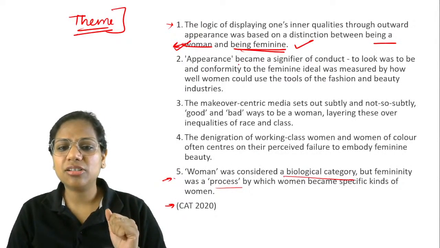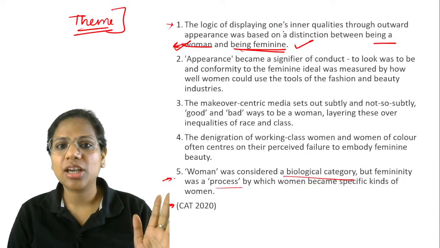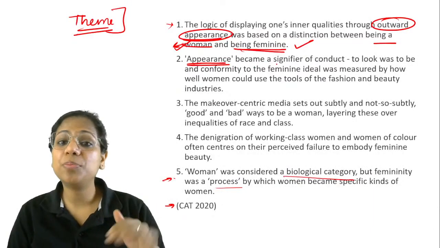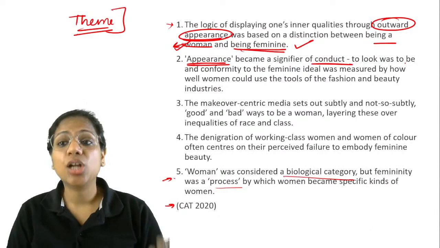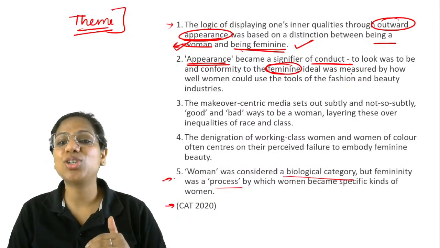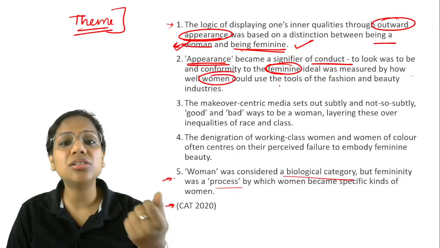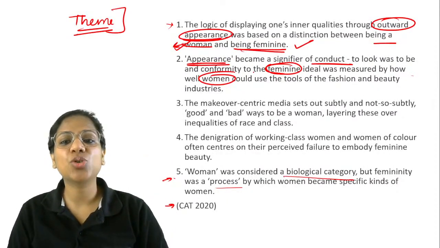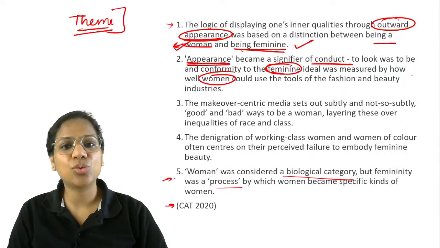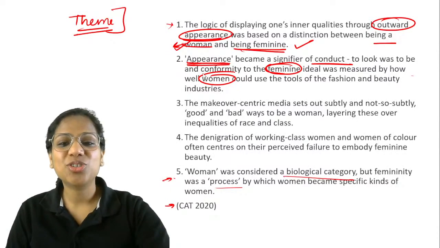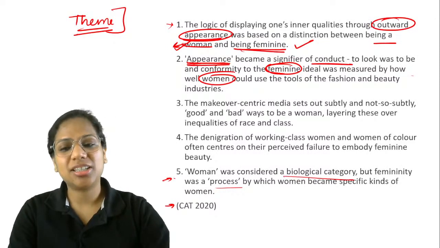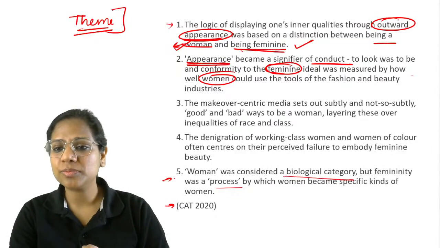Then it talks about outward appearance. This is mentioned in 1, and in 2 also. Appearance became a signifier of conduct. To look was to be, and conformity to the feminine ideal was measured by how well women could use the tools of the fashion and beauty industries. So again, how a woman could become more feminine and how she could reflect this through her appearance. Related idea. So the choice was between 3 and 4. And I agree that 4 was also a close option.